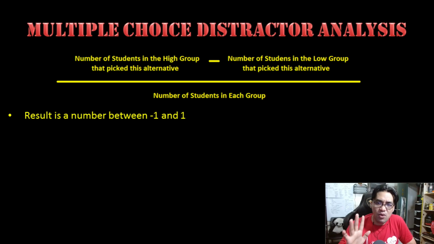So some of you may be wondering, wait, do we do this only for alternatives that are distractors? Do we not do this for the key? No, we don't. Please note that the key is analyzed separately because the proper way to assess the key is not through multiple choice distractor analysis but rather through item discrimination index.